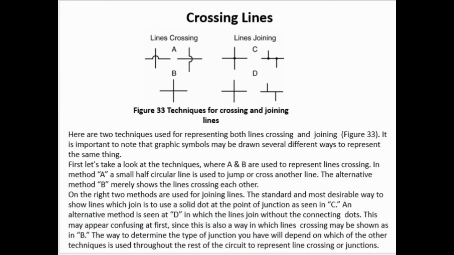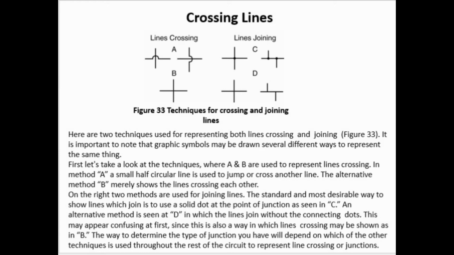Figure 33. Dot. It is important to note that graphic symbols may be drawn several different ways to represent the same thing. First, let's take a look at the techniques where A and B are used to represent lines crossing. In method A, a small half-circular line is used to jump or cross another line. The alternative method B merely shows the lines crossing each other.